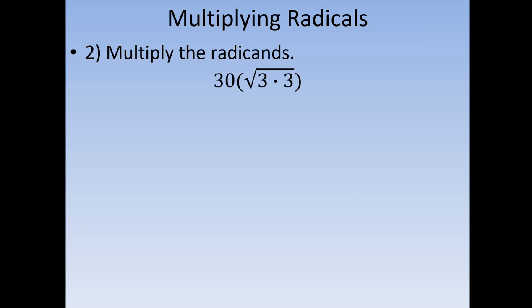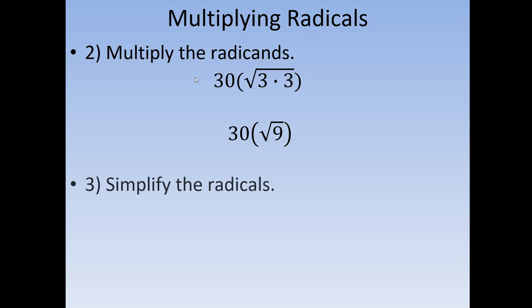Step 2 is we're going to take these radicands, the two rad 3's, and multiply them. And now they're going to be underneath the same radical. Whenever you have radicals being multiplied, or as we'll see later on, divided, we can put them together under the same radical. So here we have radical 3 times 3, which is radical 9. Now we have to simplify the radicals. Well, 9 is a perfect square, so that just becomes 3. Then we get 30 times 3, which is 90.